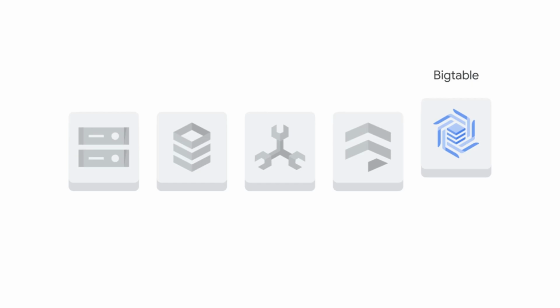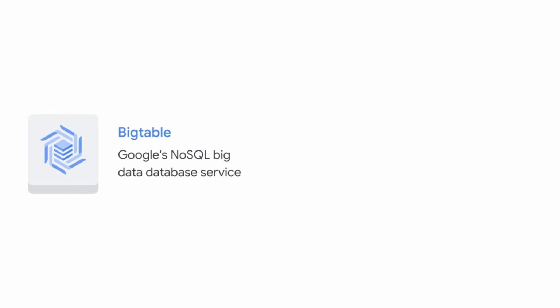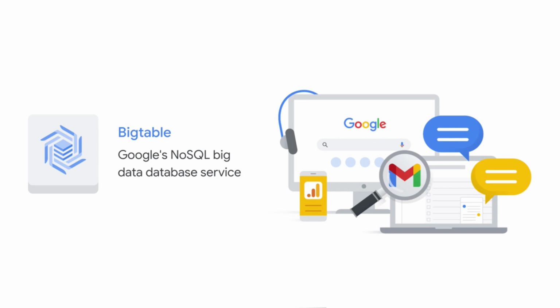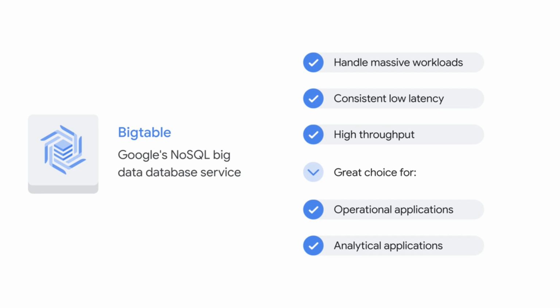The last of Google Cloud's core storage options we're going to explore is Bigtable. Bigtable is Google's NoSQL Big Data database service. It's the same database that powers many core Google services, including Search, Analytics, Maps, and Gmail. Bigtable is designed to handle massive workloads at consistent low latency and high throughput, so it's a great choice for both operational and analytical applications, including Internet of Things, user analytics, and financial data analysis.